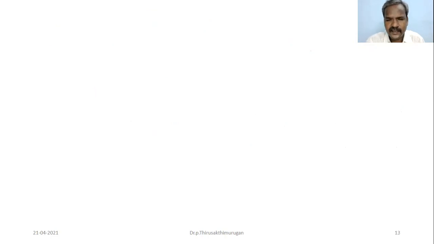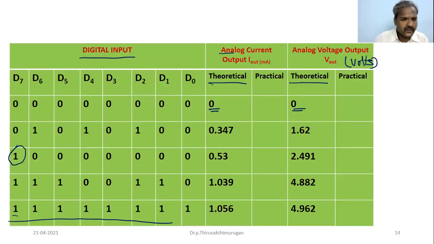So what I am getting here is the theoretical current output is 1.056. That is multiplied by 4.7K. So 1.056 multiplied by 4.7K, I am getting 4.962.